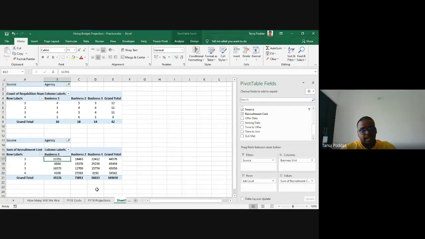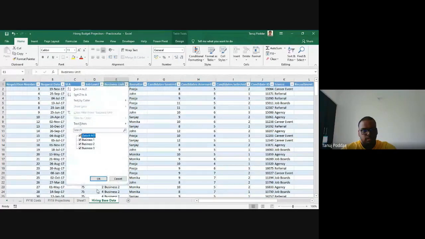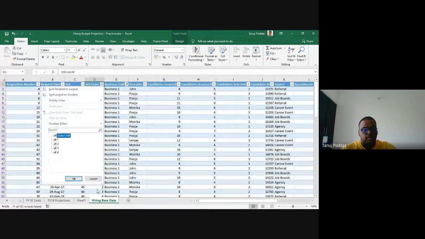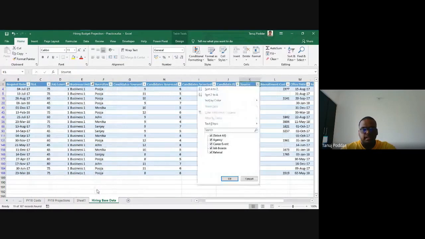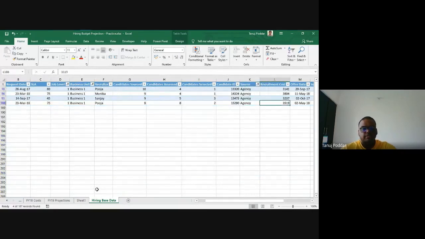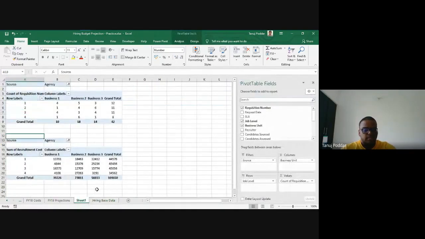So this is just to explain what I'm calculating. Using this pivot, what I'm calculating is that for business 1 and level 1 in the base data, I'll go on business 1 and level 1, and I'll choose only agency. So I have 4 people, and this is the total, 13701. This is the total cost that I'm getting here, and this is the total number of people that I've hired. So this is what I'm really calculating when I'm talking about the average cost per person.